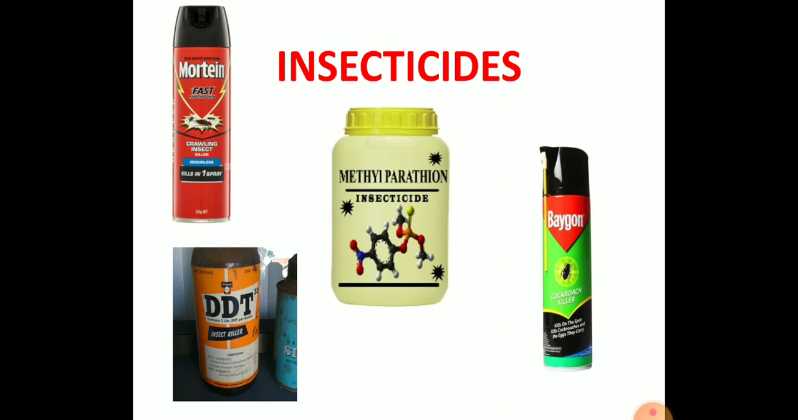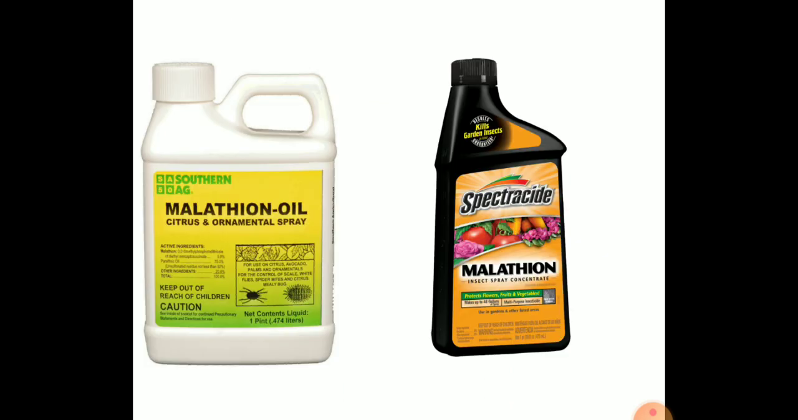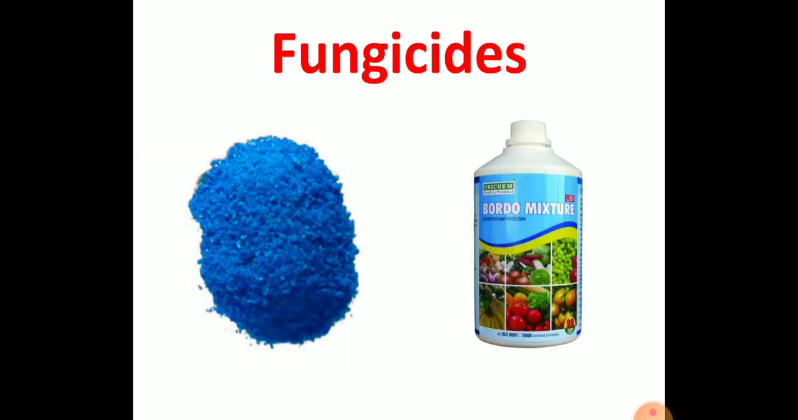So, insecticides and fungicides are the pesticides that are used to kill the insects and pests. First one is insecticides, for example, mortine, DDT, methylparathion, begon, malathion. So these are examples of insecticides. Next is fungicide. Fungicides include Bordeaux mixture and copper sulfate, and they are used to kill fungus.